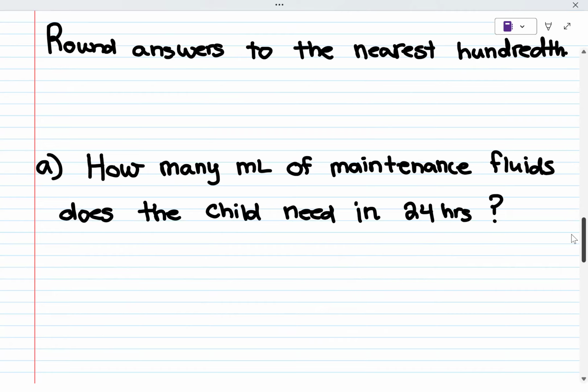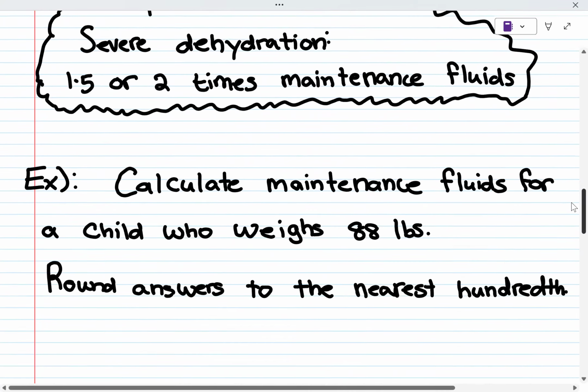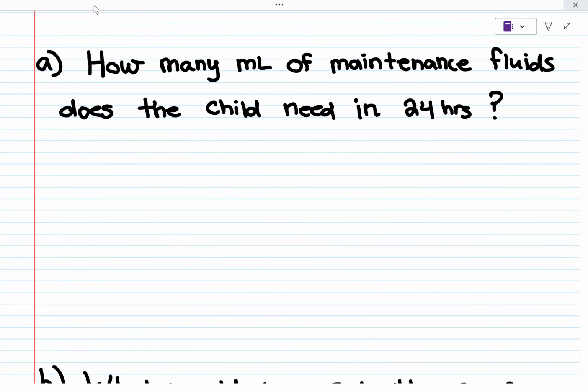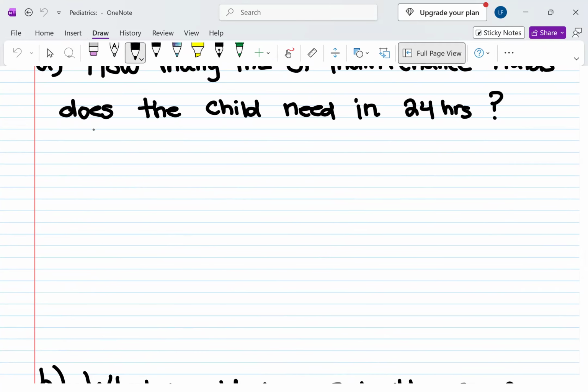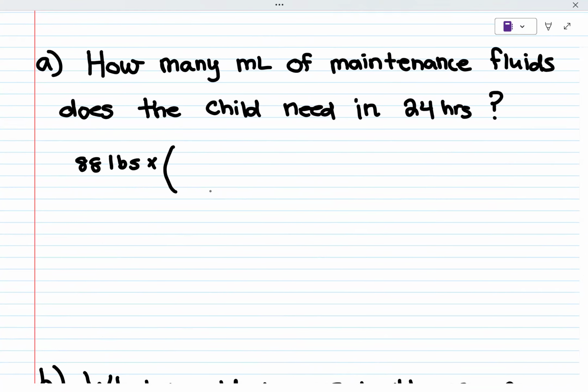So first I would find the weight in kilograms, right? Because we have to convert everything to kilograms. So we said that the child weighs 88 pounds, so we're going to convert that to kilograms. 88 pounds times, and this is something you just need to know, 1 kilogram is equal to 2.2 pounds.